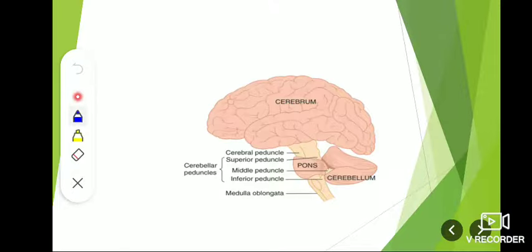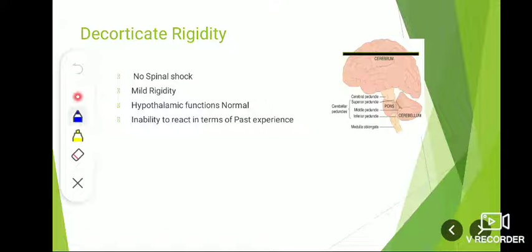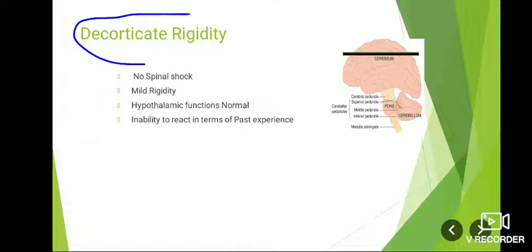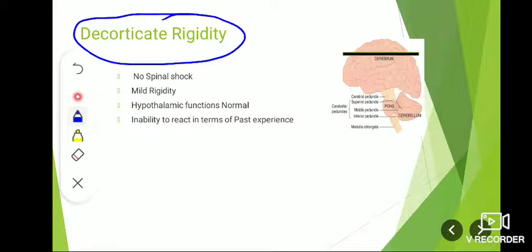Now let's do the second experiment. So this indicates that basically the cortex has a role in regulation of tone. So this is one of the important supraspinal members which is controlling the muscle tone. Now let's move forward.